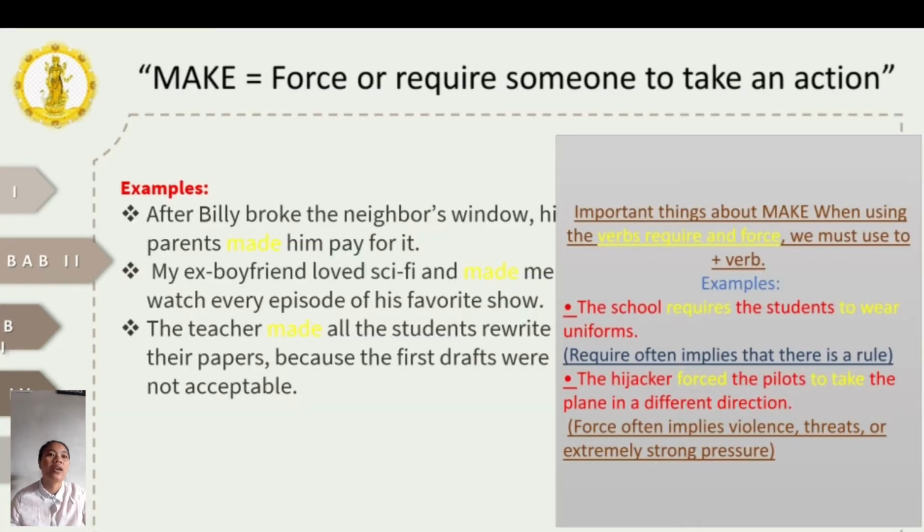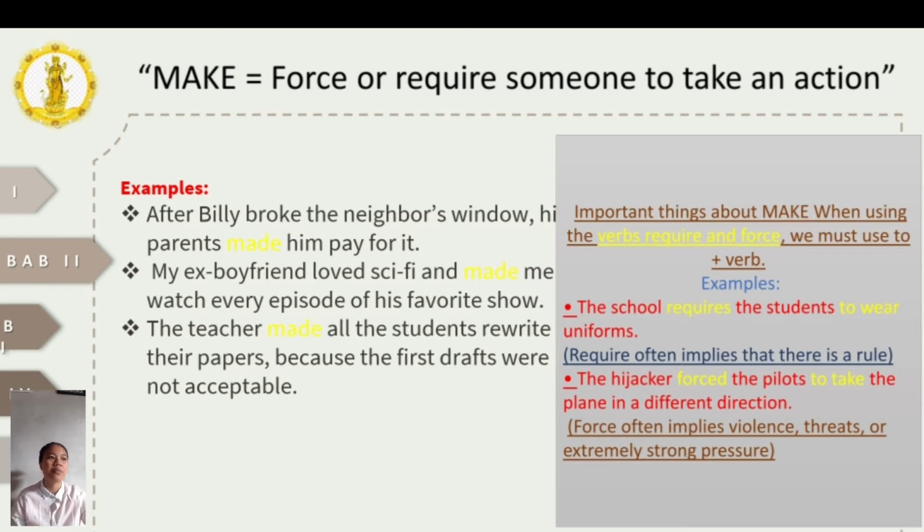Next, make. Make is to require someone to take an action. For example, after Billy broke the neighbor's window, his parents made him pay for it. The made is make here. My ex-boyfriend loved to fight and made me watch every episode of his favorite show. The teacher made all the students rewrite their papers because the first drafts were not acceptable.